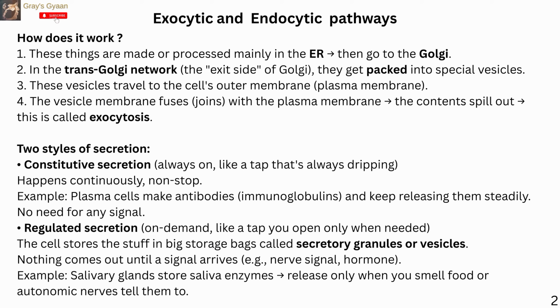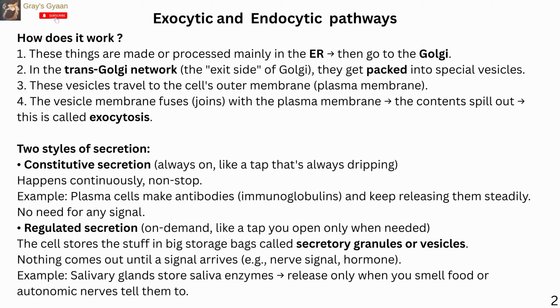2. In the trans-Golgi network, the exit side of the Golgi, they get packed into special vesicles. 3. These vesicles travel to the plasma membrane. 4. The vesicle membrane fuses, joins, with the plasma membrane, and the contents spill out. This is called exocytosis. Two modes of secretion.